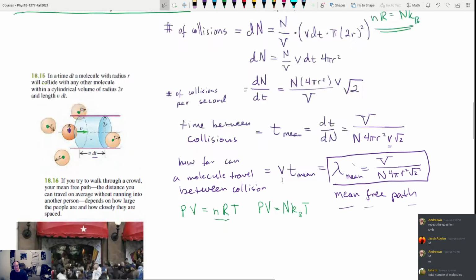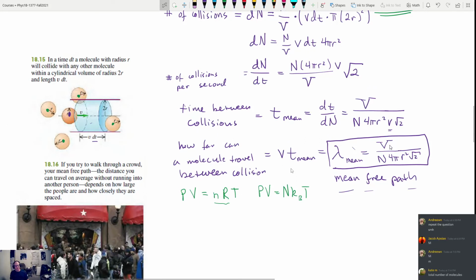And then what we can do is look at this equation here and see it has volume divided by N, right? So if we rewrite our equation and write volume divided by N, that should be equal to Boltzmann constant times temperature divided by pressure. So we can then rewrite our lambda mean expression to be equal to kT divided by N 4 pi r squared times pressure and then times square root 2. That's another way that we could write this.